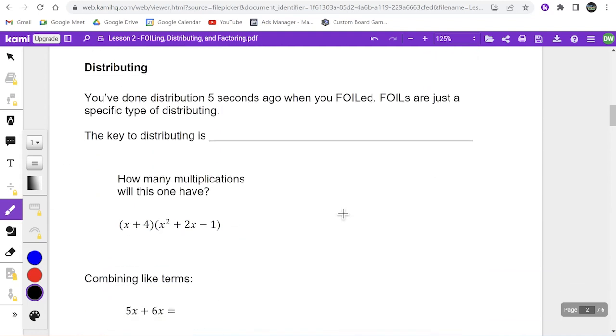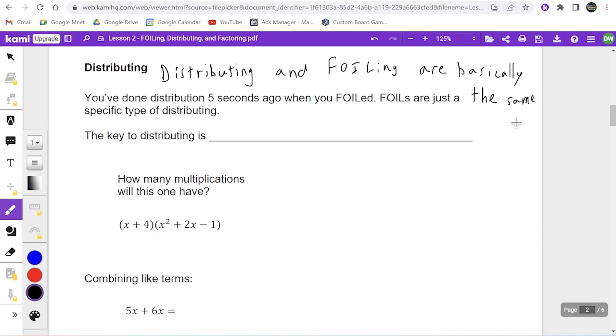The next thing we're going to talk about is distributing. The good news is distributing and foiling are basically the same thing. And that's great because if you know how to FOIL, then you probably know how to distribute.